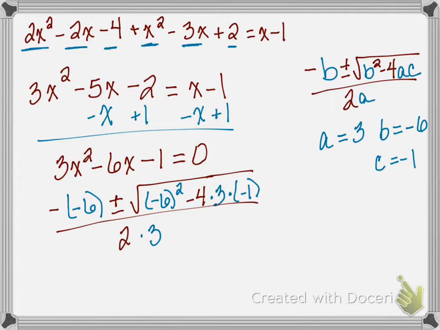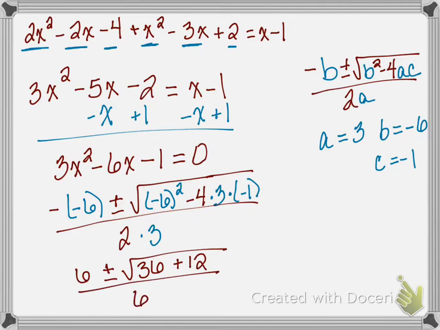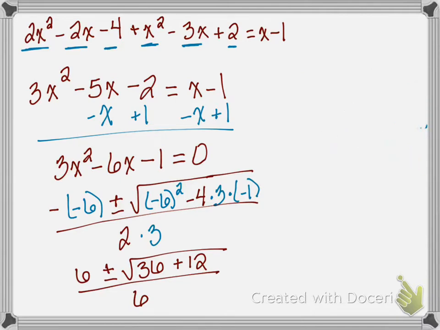Okay, now I'm going to simplify what's inside. So I have negative 6, so that's 6, plus or minus the square root, and I have negative 6 squared is 36, and that's positive because the negative is being squared. Minus 4 times 3 is negative 12. Negative 12 times negative 1 is positive 12. So I'm adding 12, and then in my denominator, I've got 2 times 3, which is 6. Okay, now I'm moving right up here. So I have 6 plus or minus the square root of 48 over 6.